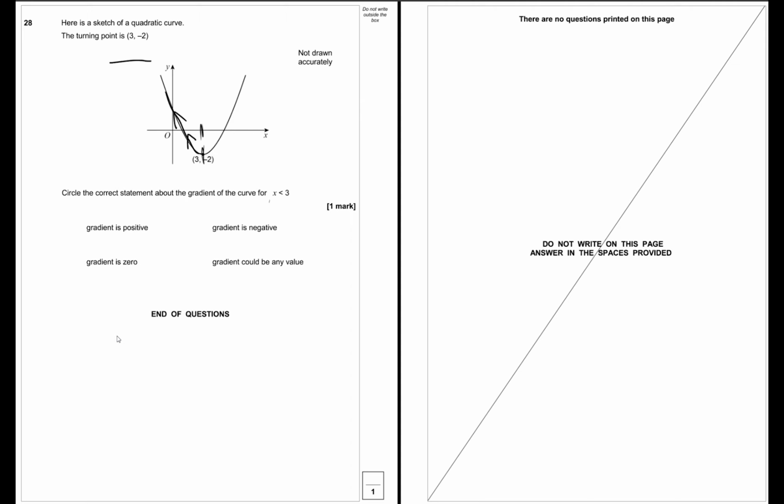So we should say you travel this way along the graph. So is it going down or is it going up? It's going down, down, down, then it gets to the turning point and then it starts going up, doesn't it? So what's happening on this side here? Is it going down or is it going up? It is going down, isn't it? So the gradient here is negative, because negative gradient means it's going down. Okay, that's it for 28 and the exam is finished.